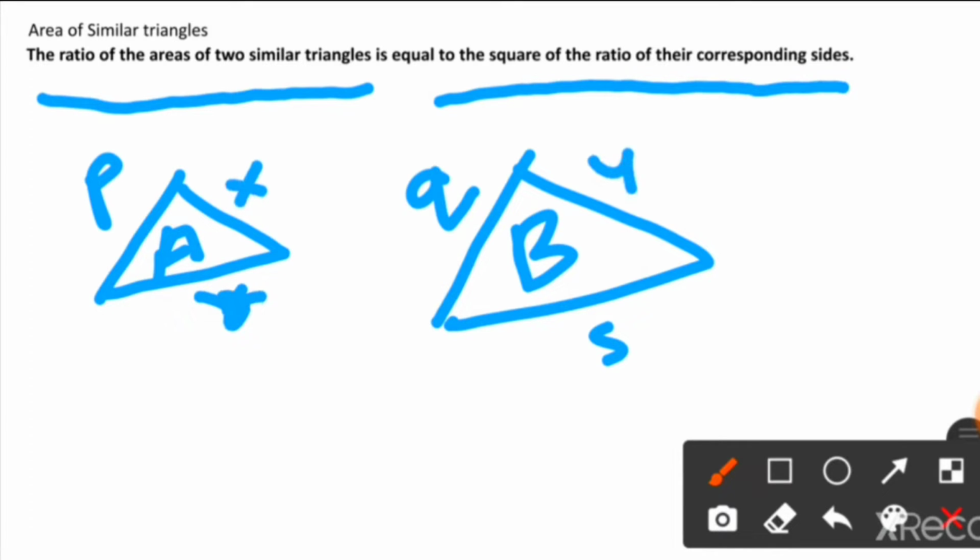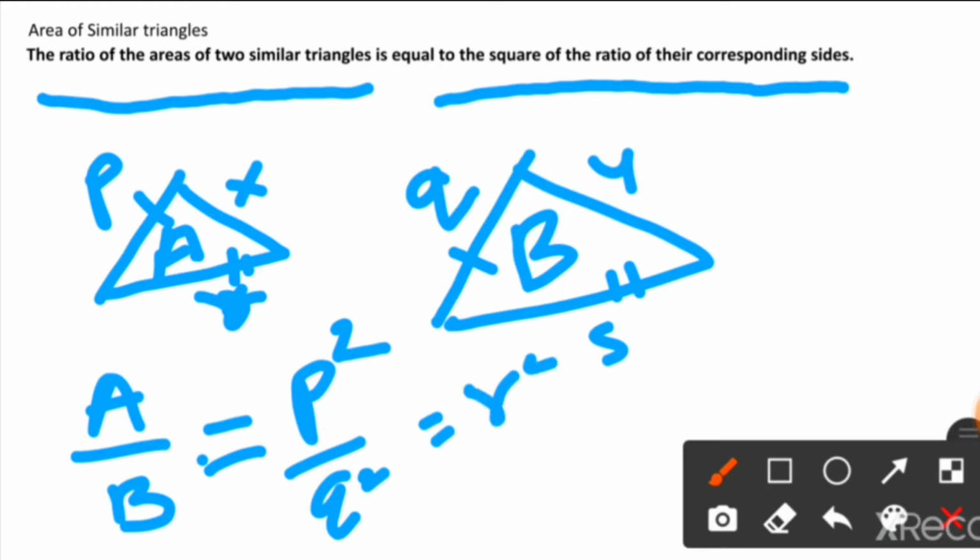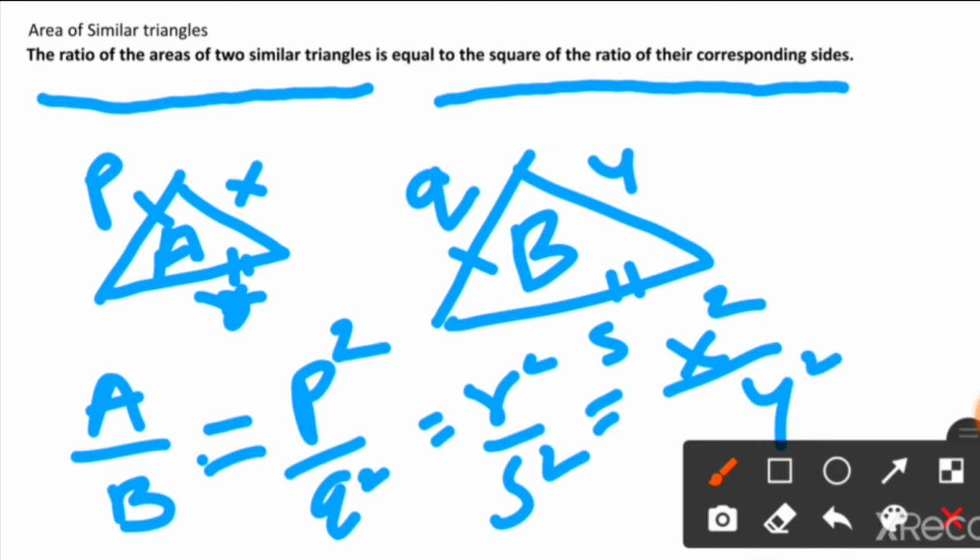So what it states is that the area of triangle A divided by the area of triangle B will be equal to the squares of the ratio of their corresponding sides. Squares of the ratio of their corresponding sides means here P is corresponding to Q, R is corresponding to S, whereas X is corresponding to Y. That will be equal to P square by Q square, which is equal to R square by S square, which is equal to X square by Y square. That's what the theorem states.